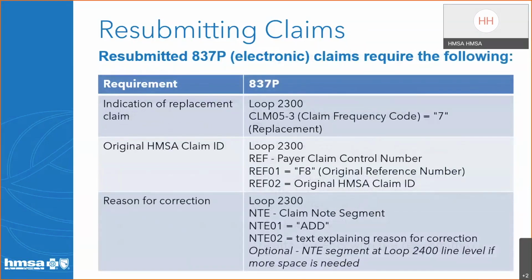The information required for resubmitting electronic claims is very similar to paper claims. You'll use claim frequency code 7, enter your original HMSA claim ID number, and reason for resubmission will be entered in loop 2300.